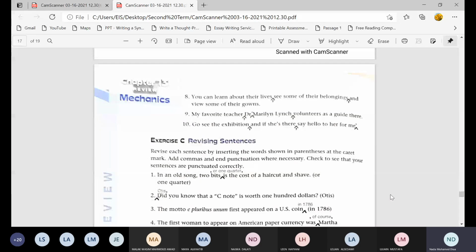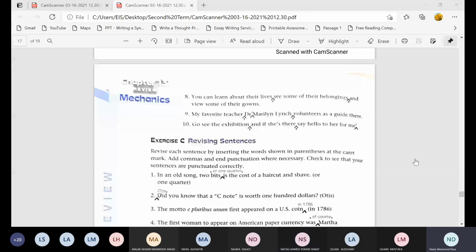Okay, number 5. Natalie, number 5. Because buckskins were used as currency on the frontier, comma, the dollar bill. Okay. So again, you started with because, right? And when you start with because, you add what after it? Comma. Because you started with a dependent clause. Excellent, you add a comma.